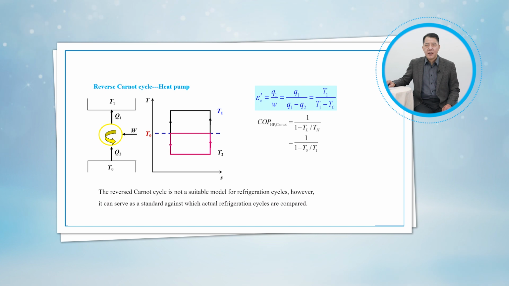Therefore, we conclude that the reversed Carnot cycle cannot be approximated in actual devices and is not a realistic model for refrigeration cycles. However, the reversed Carnot cycle can serve as a standard against which actual refrigeration cycles are compared.